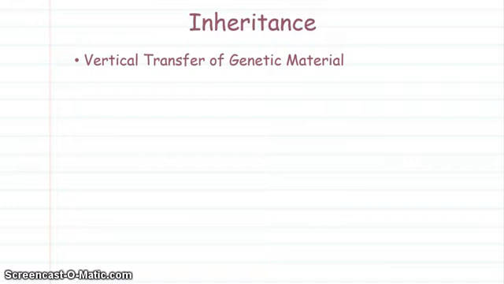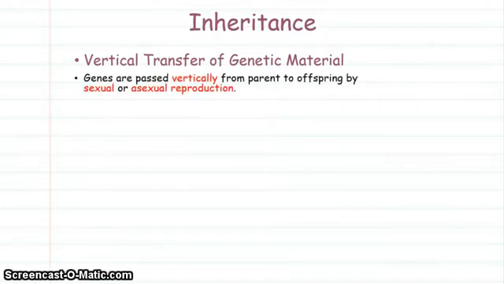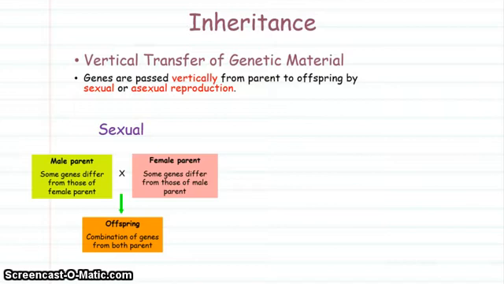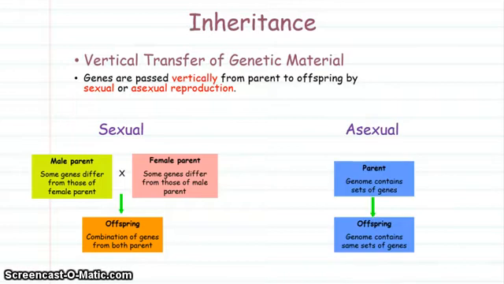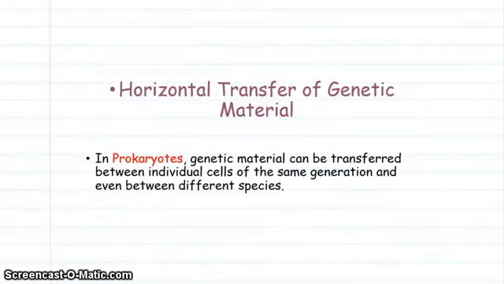Firstly, we have inheritance, and we look at vertical transfer of genetic material. This involves passing on genes from a parent to an offspring by sexual or asexual reproduction. In sexual reproduction, of course, the genomes of the parents may differ considerably, and the offspring shows a great deal of genetic variation. Asexual, of course, the offspring are clones of the parents, and the genomes are identical. So in prokaryotes, there's horizontal transfer of genetic material from one organism to another in the same generation.